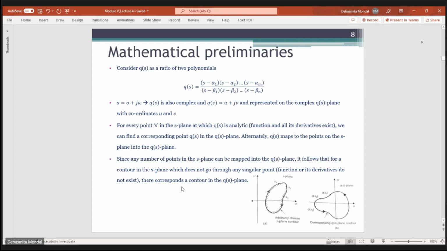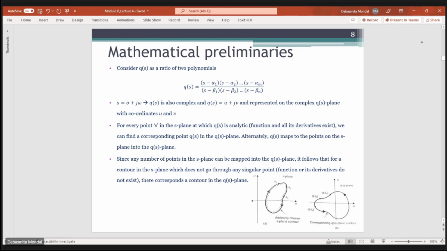Okay, so now let's say that we are considering a polynomial. So let's say we are considering a function Q(s). Q(s) is basically a ratio of two polynomials. These are the two polynomials, right? Now s is obviously equal to sigma plus j omega, right? So if you substitute the value of s with sigma plus j omega, then Q(s) will also be a complex quantity, right?